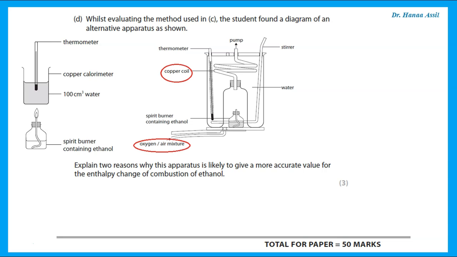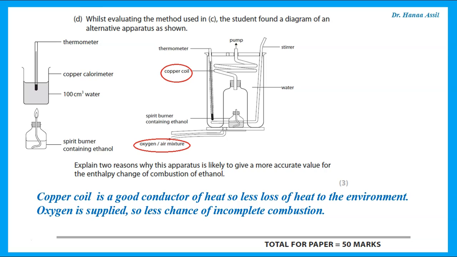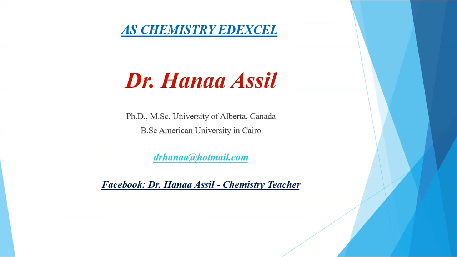While this new diagram, what does it show? It shows that I have a copper coil going through the water, so it's basically taking the heat and distributing it through the water, because the copper coil is a good conductor of heat. And we also have a lid on top. All of this allows less loss of heat to the environment, and it is allowing oxygen into the apparatus. If we're providing a lot of oxygen into the apparatus, this gives less chance of incomplete combustion. And that's the end of this paper.